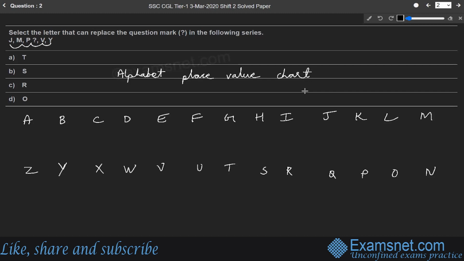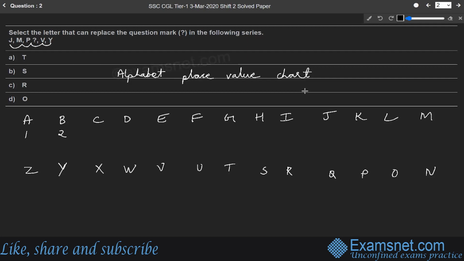We have written all the alphabets. Now what we have to do is we have to write their positional value. What is the positional value? For example, first alphabet is A. So in all these 26 alphabets, A comes in the first place. Therefore, the positional value of A is 1. Similarly, B comes in the second place. So the positional value of B is 2 and so on.